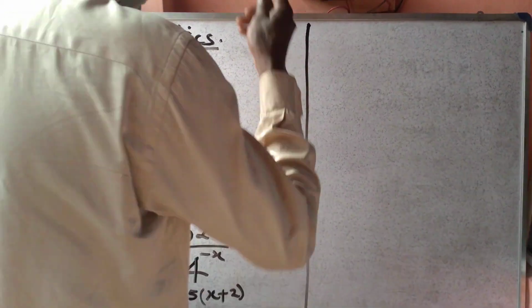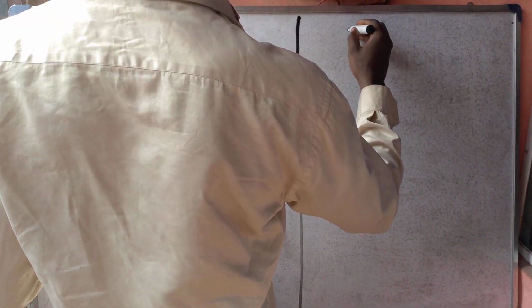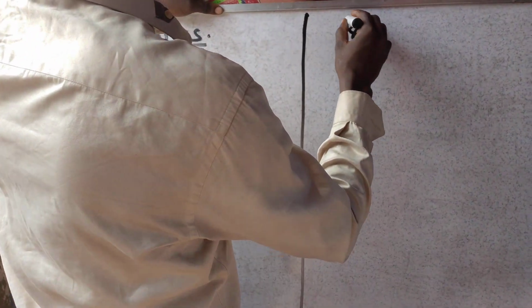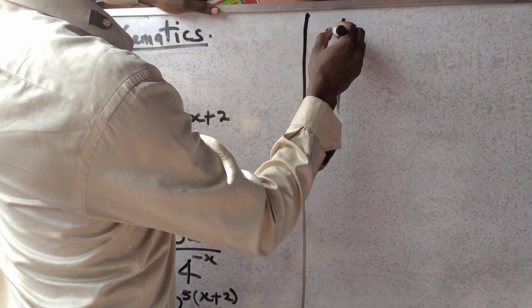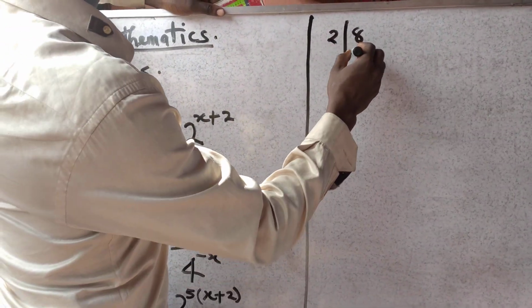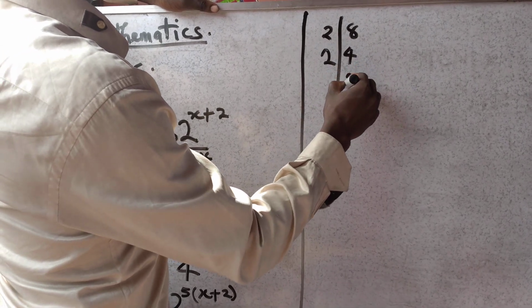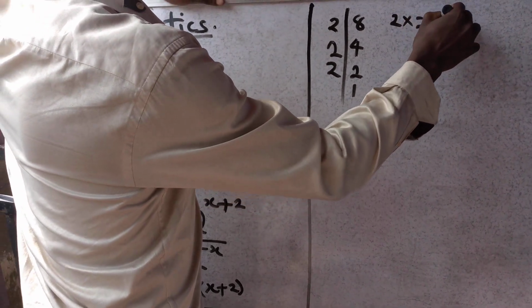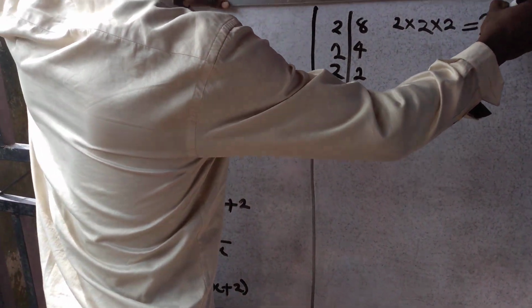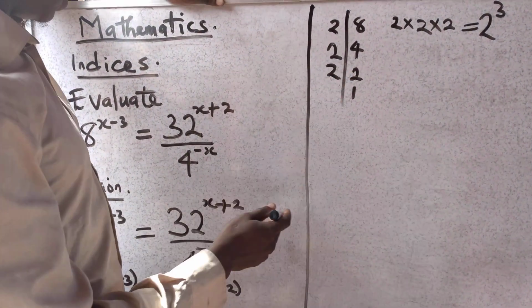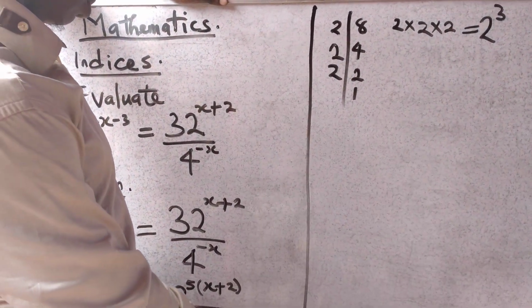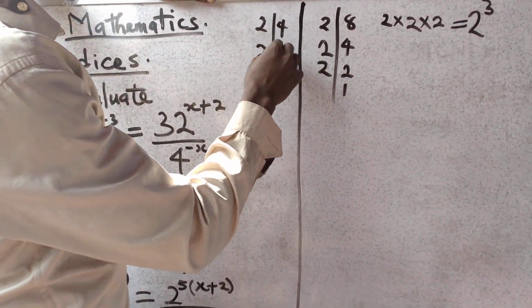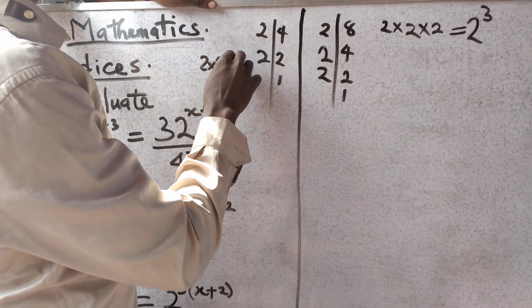Okay, so now, look at this. If you have 8, you can use 2 to divide. Using 2 to divide, 2 going to 8 is 4, 2 going to 4 is 2, and 2 going to 2 is 1. So if you multiply them, this is 2 times 2 times 2, which gives you 2 raised to power 3. That is for 8. And you look at 4. 2 can go into 4, you have 2. 2 can go into 2, you have 1. So 2 times 2 is equal to 2 raised to power 2.